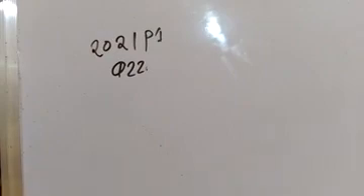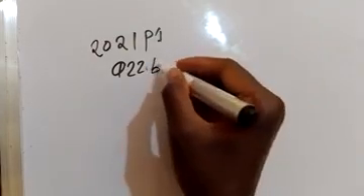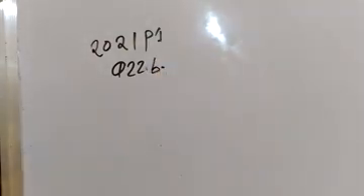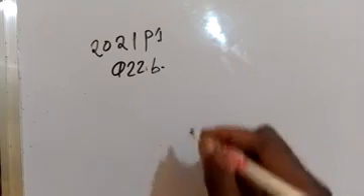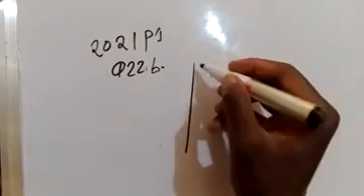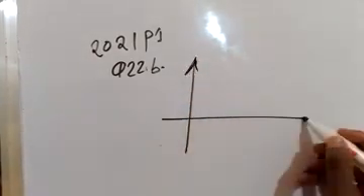Question 22b reads, the diagram below shows the graph of y equal to (negative x plus 2)(x minus 5). The graph cuts the x-axis at A and B. So our graph looks like this.